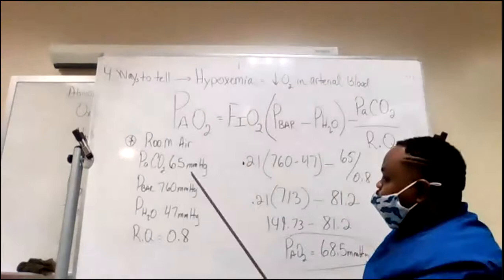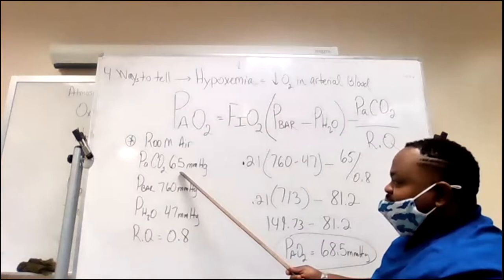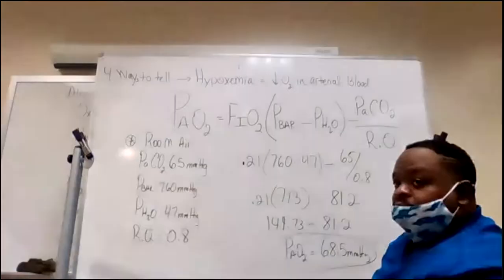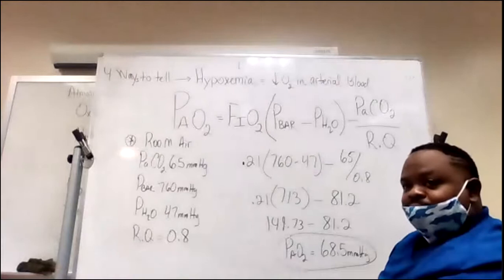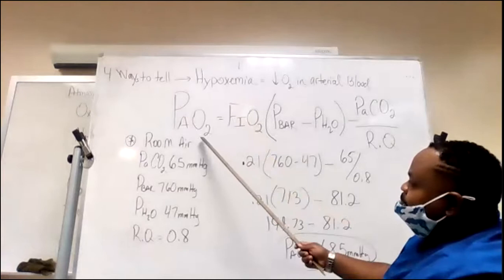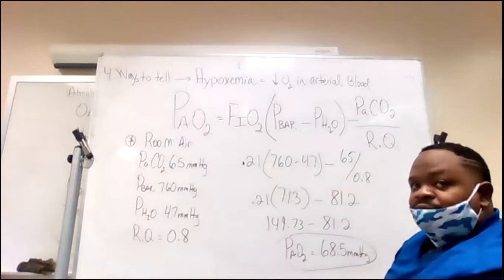When hemoglobin makes it to the lungs and finds out that the CO2 is 65, what's she gonna pick up? Carbon dioxide. She's gonna pick up the carbon dioxide. So if she's picking up mostly carbon dioxide, that's gonna lead to a low oxygen content in my blood, because she ain't gonna pick it up. So that's gonna lead to hypoxemia. A low alveolar air tension is the first cause of hypoxemia.